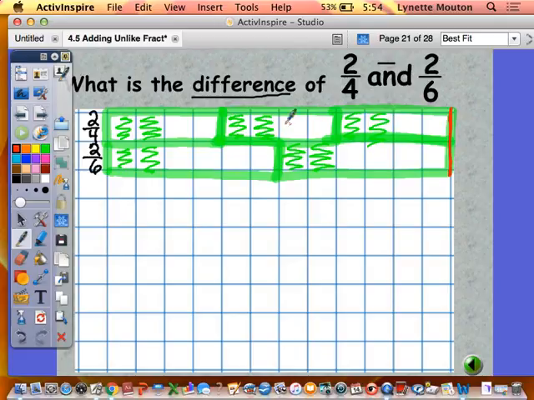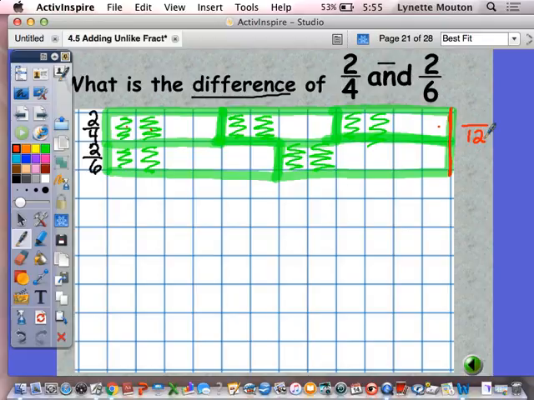How many parts do they now have? Well, this is no longer 2/4. This first section here was 2/4, but now we added another 2/4 and another 2/4. And this is no longer 2/6. This was 2/6, but we added another 2/6. So we have to find out what new fractions we have. So we can count 1, 2, 3, 4, 5, 6, 7, 8, 9, 10, 11, 12. We now have 12 equal parts.